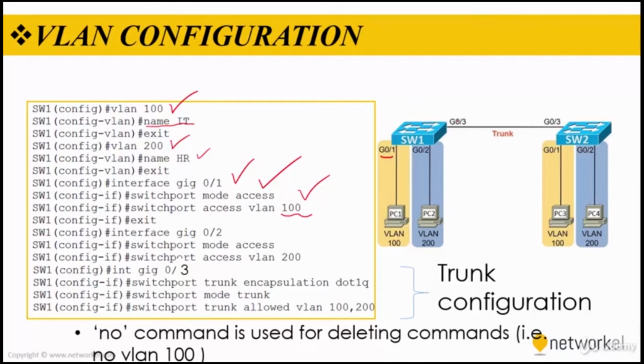If you want to configure a trunk port, we go under the interface mode again and type switchport trunk encapsulation and an encapsulation protocol, which is .1Q for now. And we define the trunk port by typing switchport mode trunk. And we define the VLANs that we want to carry over this trunk.